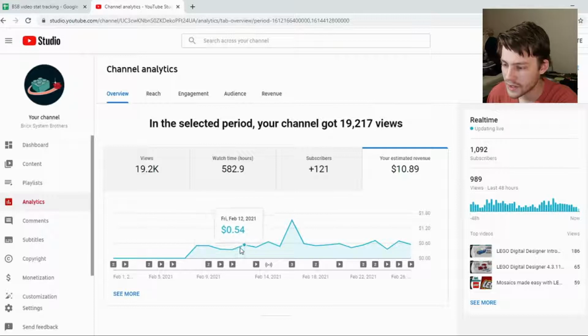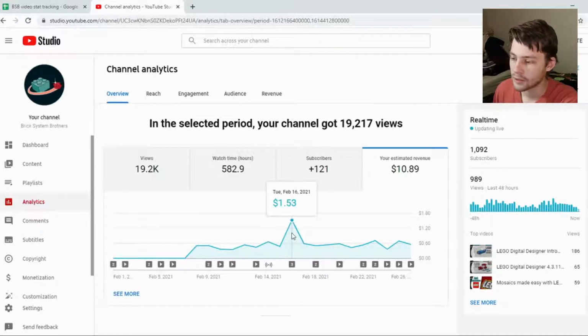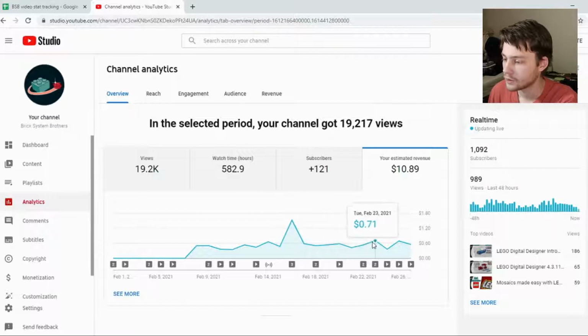So we started running those ads on February 8th. Like I said, about 50 cents a day. There was one day that was above average for some reason, by about 3 times. The 16th, we pulled in $1.50, and then it dropped back down to about 50 cents. So that gives us a total of $10.89 for the month.